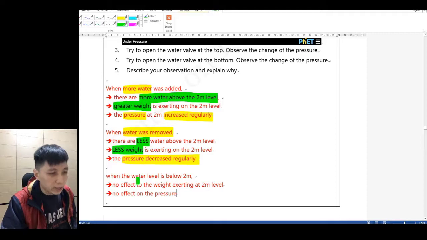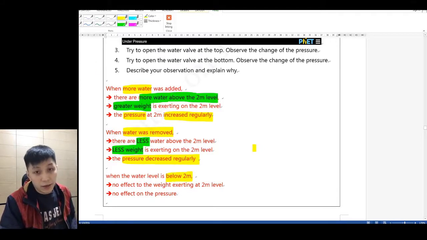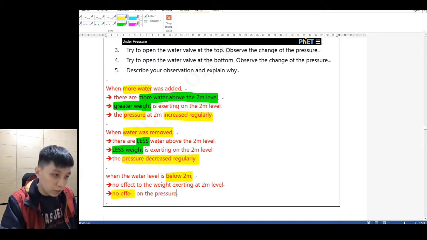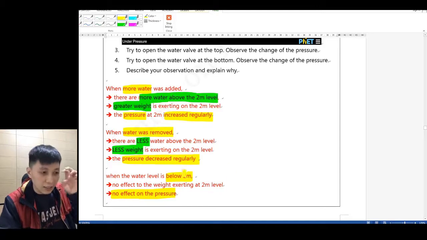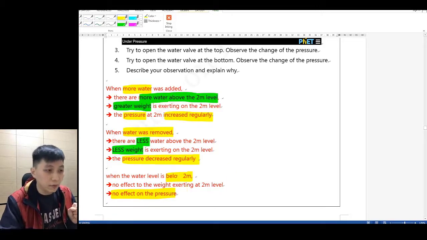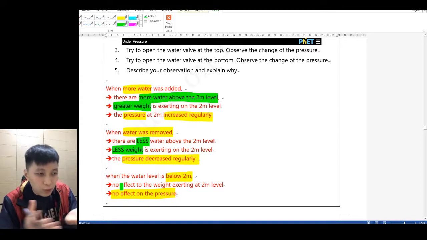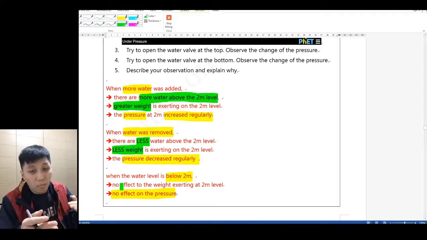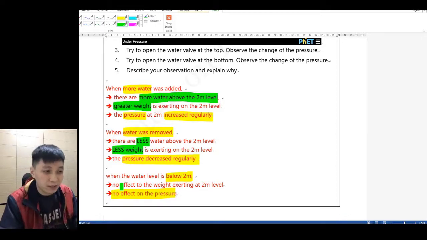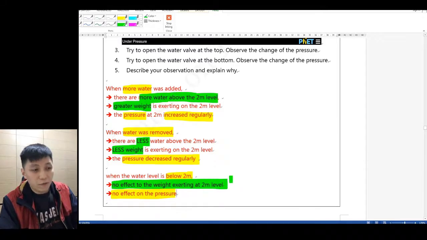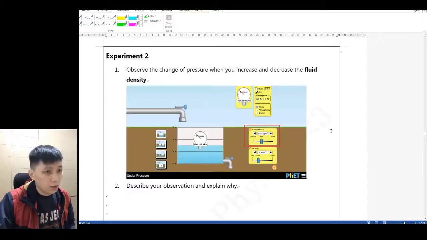Except when the water level is below 2 meters, then according to the simulation, you could see there's no change, no effect in the pressure. Again, the yellow ones are all observations. And the reason for this is that when you keep removing water below the 2 meters, that has no effect. It doesn't affect anything above you, right? And therefore there's no effect on the pressure.